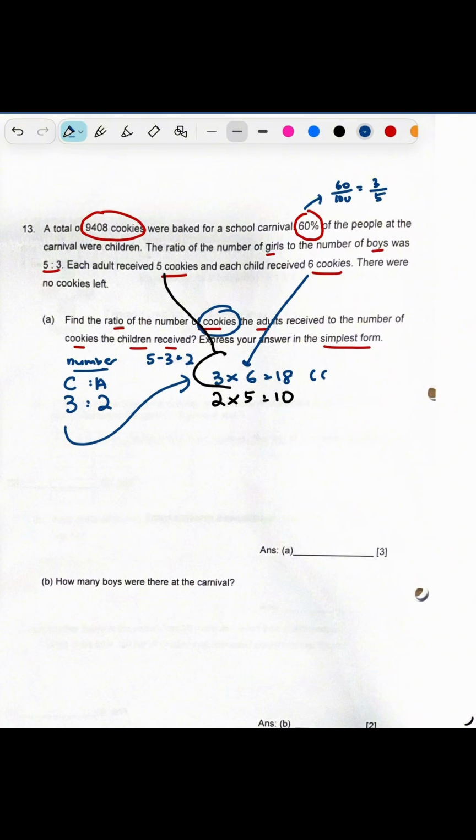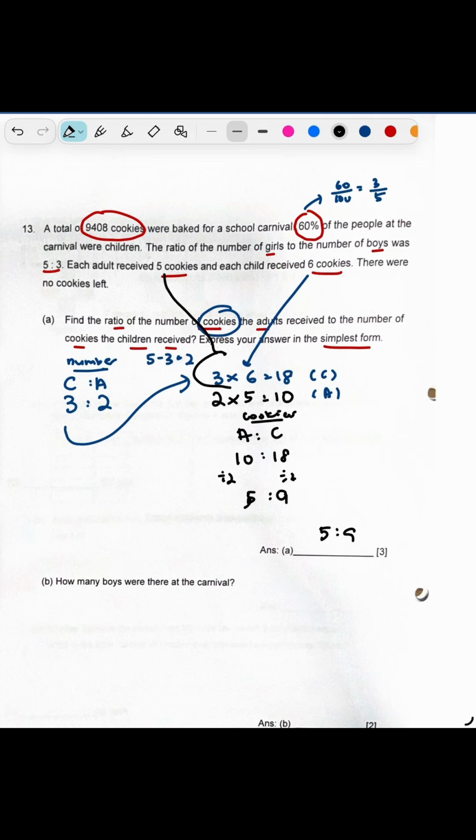This one actually is children. This one is actually adult. Number of cookies the adults receive to the number of cookies children receive, which is 10 is to 18, and the simplest form is 5 is to 9. Yes, don't be shocked. This is the answer already. It's 5 is to 9, simplest form.